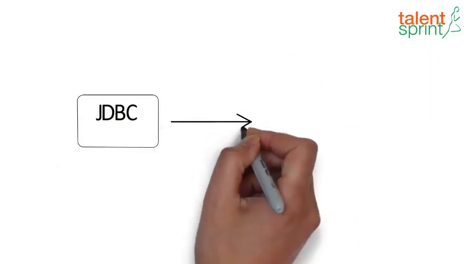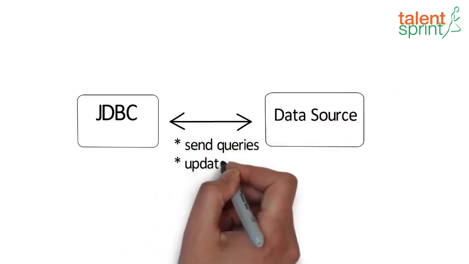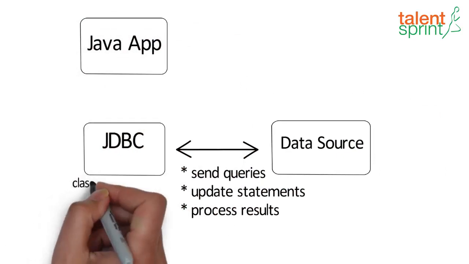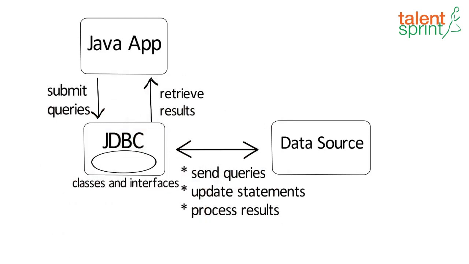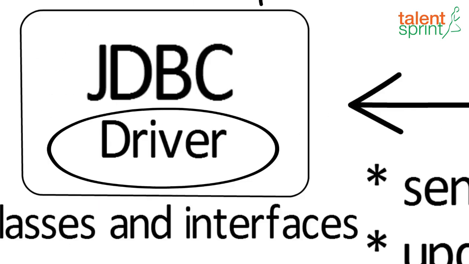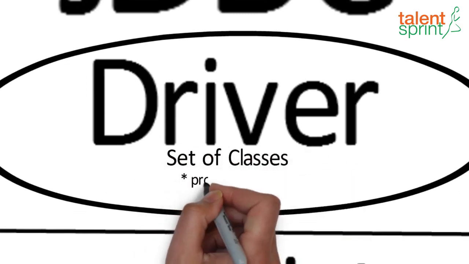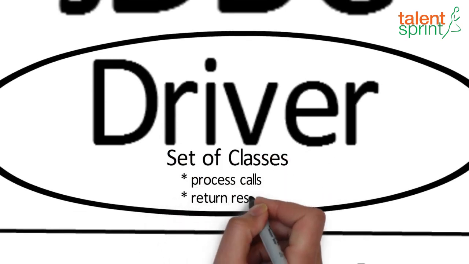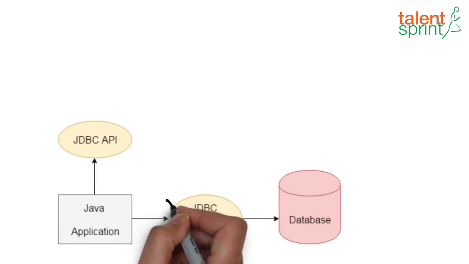JDBC makes it possible to establish a connection with a data source, send queries and update statements, and process the results. The Java application calls JDBC classes and interfaces to submit SQL statements and retrieve results. The API is implemented through the JDBC driver, and the driver is a set of classes that implement the JDBC interfaces to process JDBC calls and return result sets to a Java application. The database stores the data retrieved by the application using the JDBC driver.